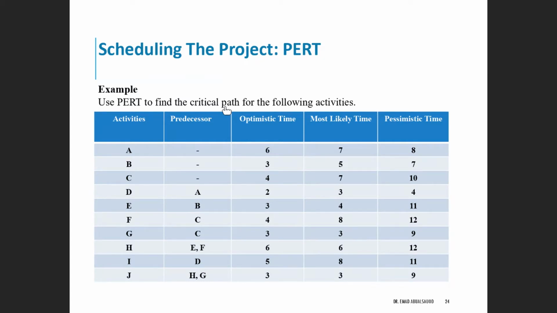So what is the critical path again? The critical path is the path in the project, the set of activities that you cannot delay. If you delay one of them, the whole project duration will be affected. So we have to find this critical path to focus on it and make sure no delay happens in those activities listed in the critical path, okay?